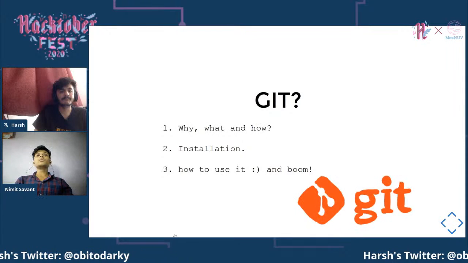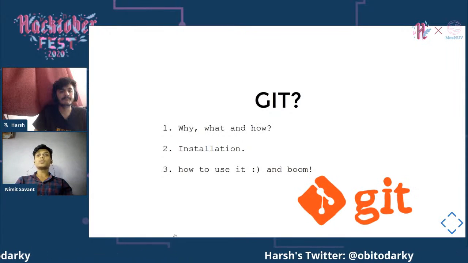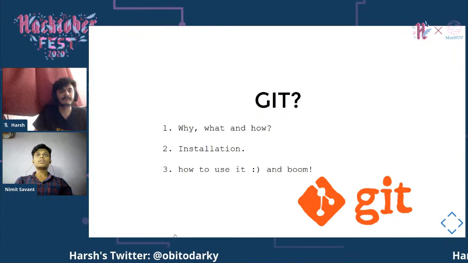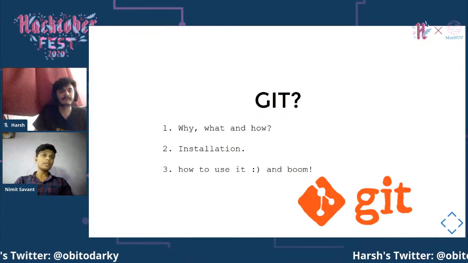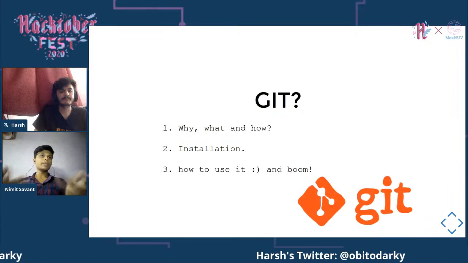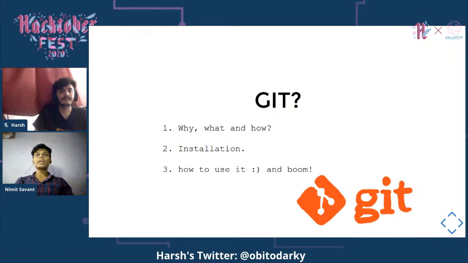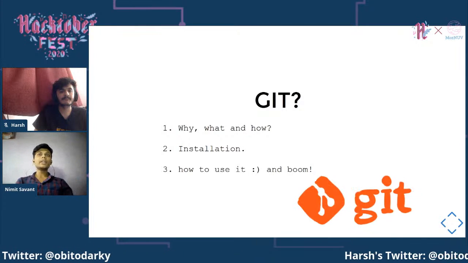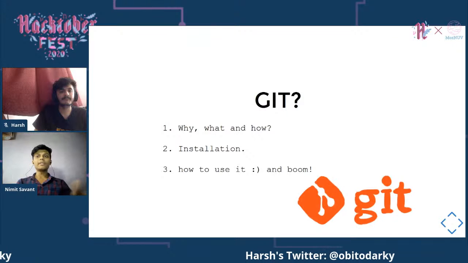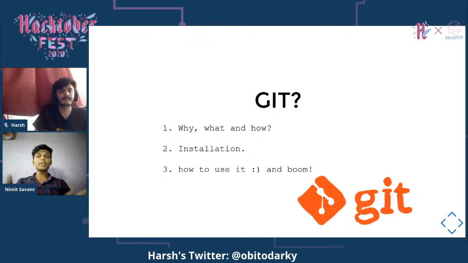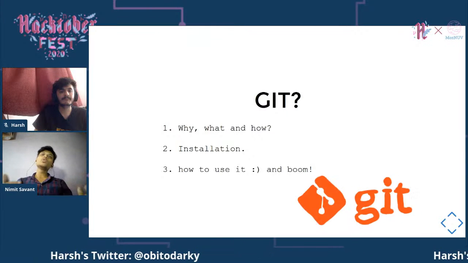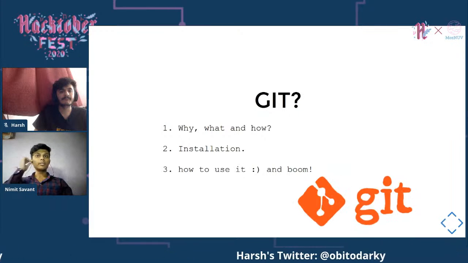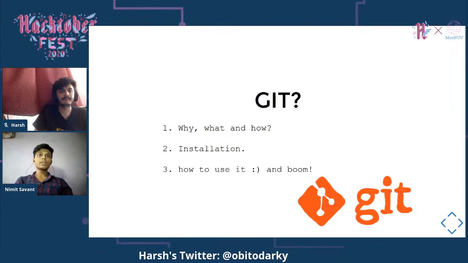First of all, what is Git? Why should we use it, and how to use it? If you want to maintain all the versions of your code, for example, version 1, version 2, version 3, and you want to roll back to an earlier version of your code sometime, then basically you use Git for that. It helps to control your versions.